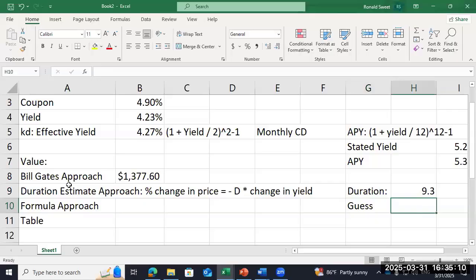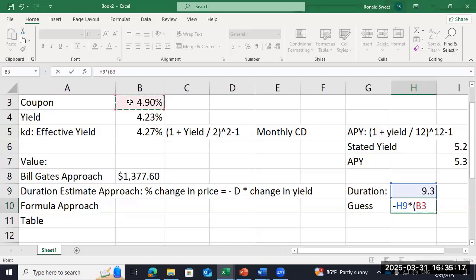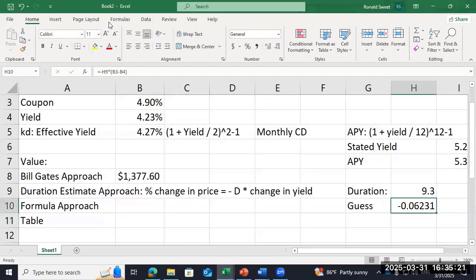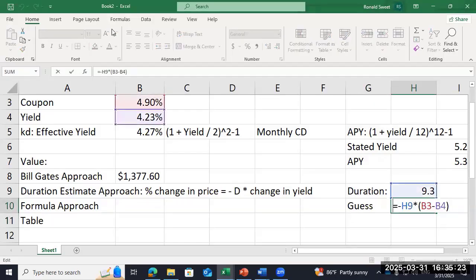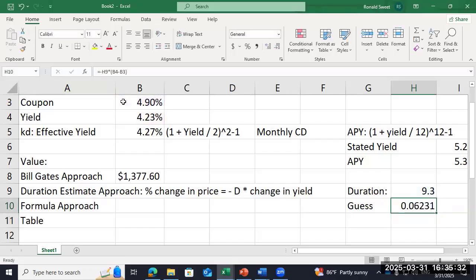So we're going to take minus duration times the change in yield. What did yields do? They were 4.9. Now they're 4.23. Oops, minus duration times, oh, I did it backwards. So interest rates are 4.23. They were 4.9, so they fell. So the bond price should be 6% higher. So Bill Gates looks wrong.